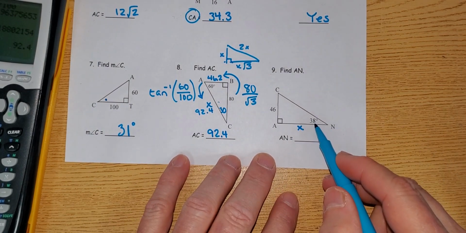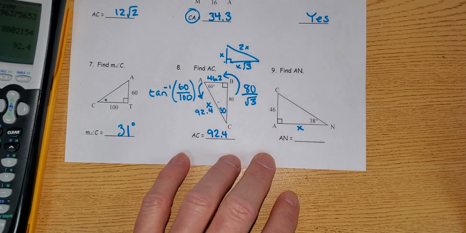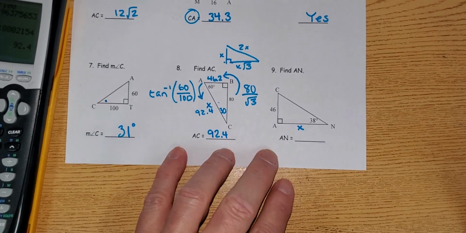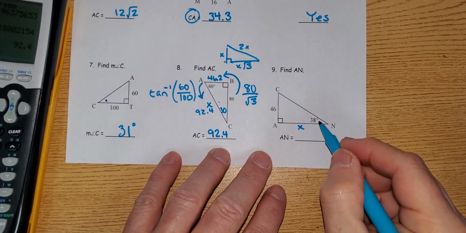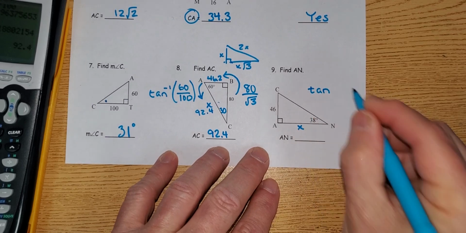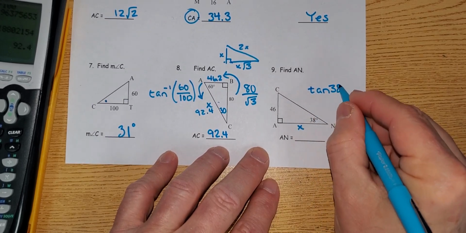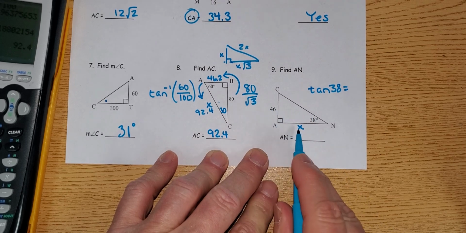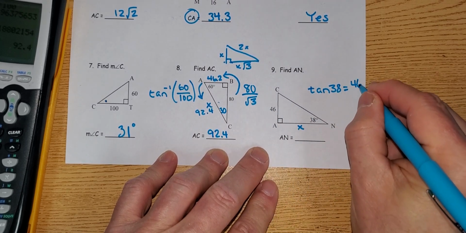And that's a weird looking angle. It's not a 30 or a 60 or 45, I'm sorry. Anyway, so that's opposite over adjacent, so we're doing tangent. Okay, tangent of 38 is equal to what over what? Opposite over adjacent, so 46 over X.